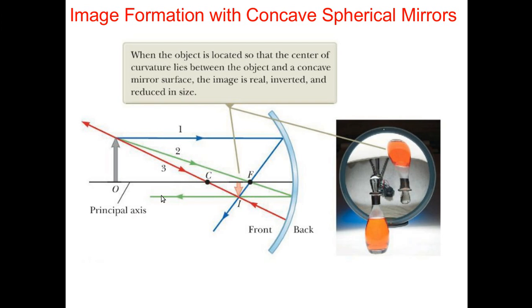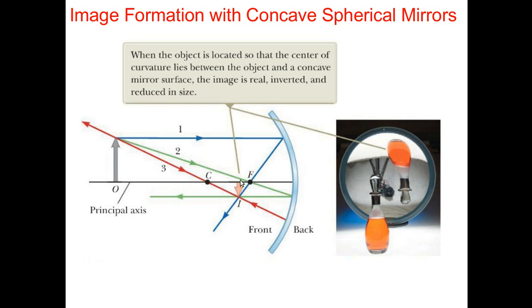Now this is usually enough. For this type of scenario, this is usually enough to where we can draw our image. But we're going to draw a third ray, and that third ray is going to pass through what I refer to as the radius of curvature. So this point C right here is the center of the circle that would be formed by this mirror, if it was a complete circle. So it's going to pass through the radius of curvature.